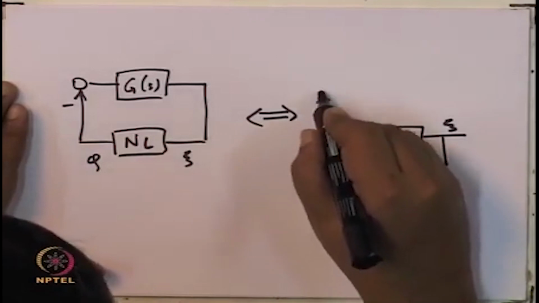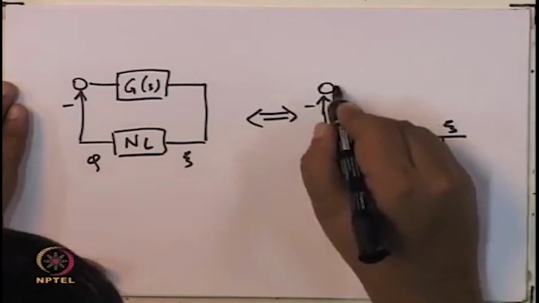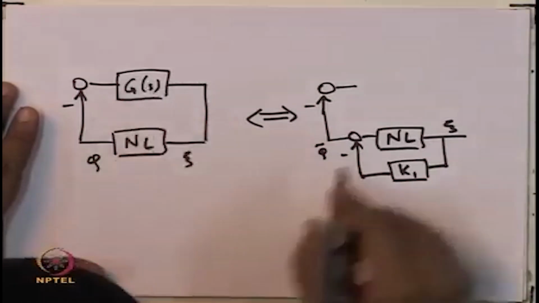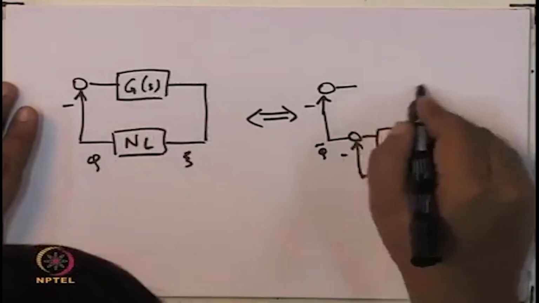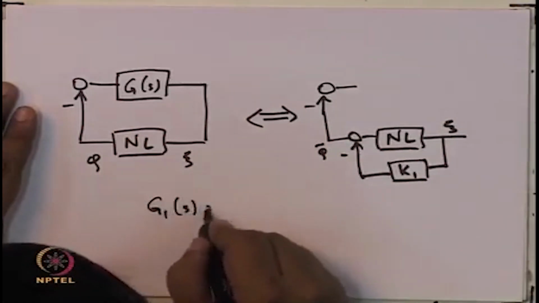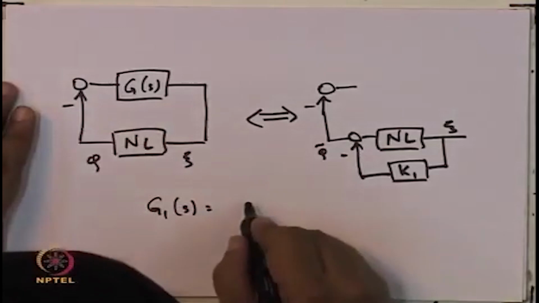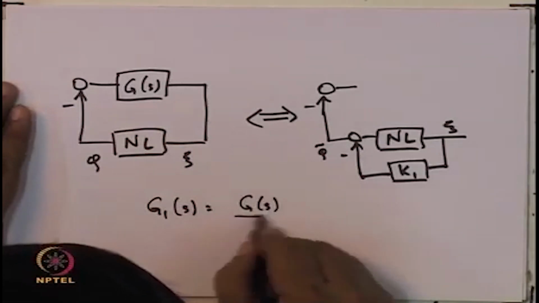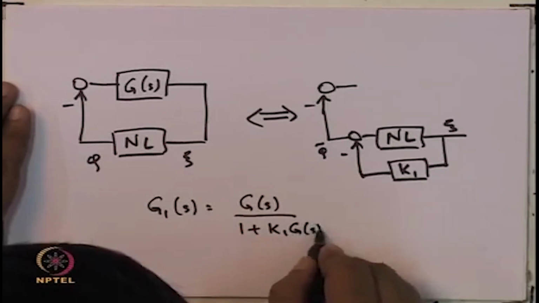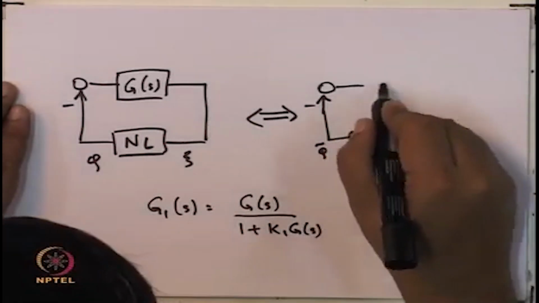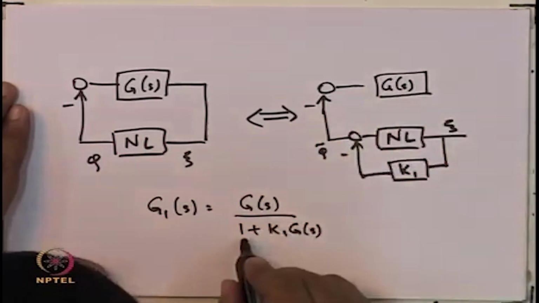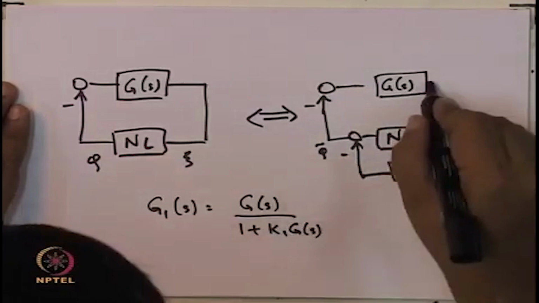Now, this new input phi tilde you are feeding back, then the resulting transfer function that you would have here, which we called g 1 of s, as we just derived in the last slide, would be g of s upon 1 plus k 1 g of s.